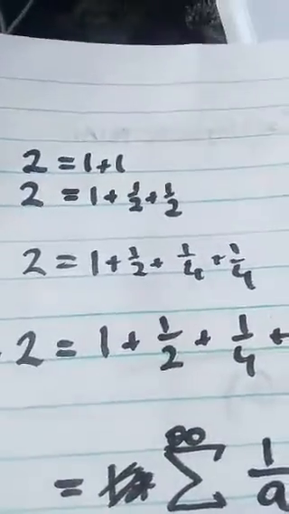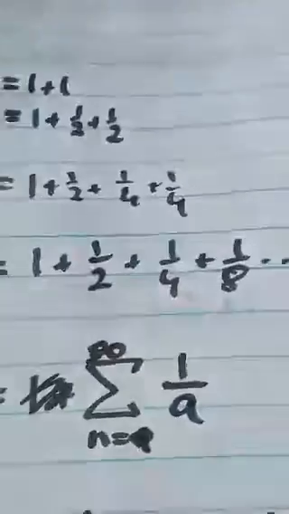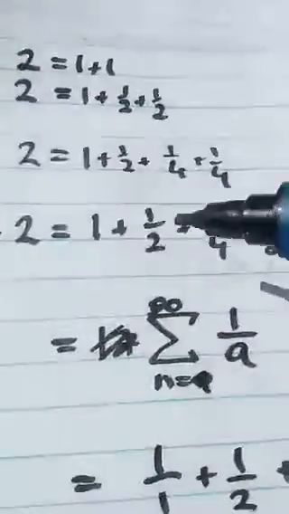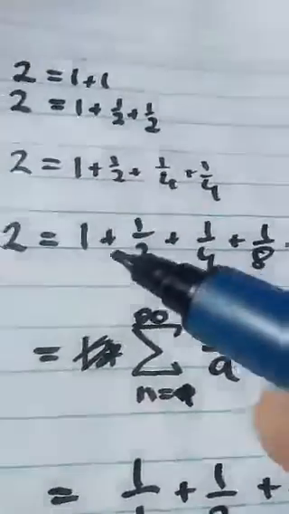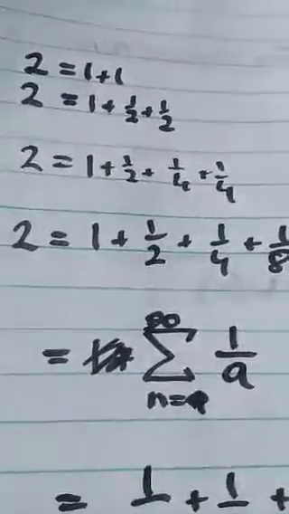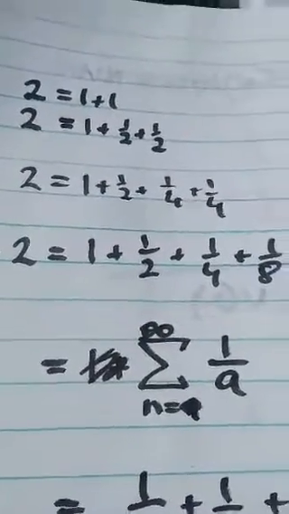So let me come back to the 2. Look at this. Remember how I said 2 is made up of this? What's 1 plus a half plus a quarter? Who knows the answer? Does anyone know the answer? One plus a half plus a quarter. The answer is 1.75. Now 1.75 is close to 2.